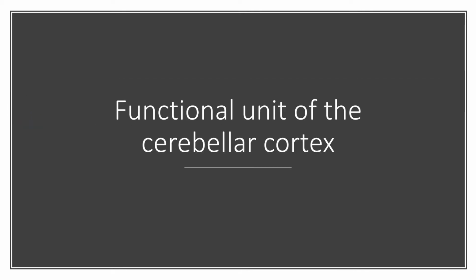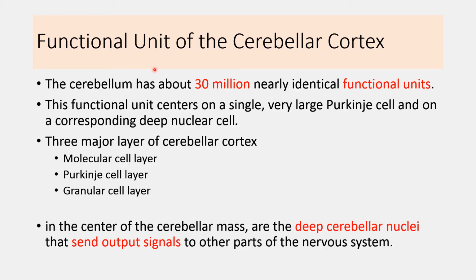Before understanding the functions of the cerebellum, understand the functional unit of the cerebellar cortex. Now the cerebellum has about 30 million nearly identical functional units. Each functional unit contains various cells present in the cerebellar cortex that center on a single very large Purkinje cell and on a corresponding deep nuclear cell.